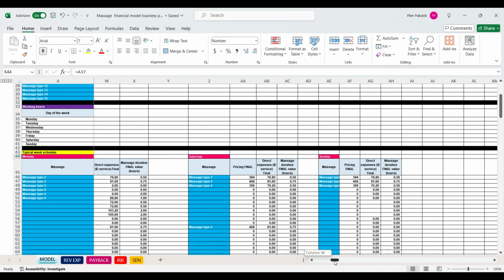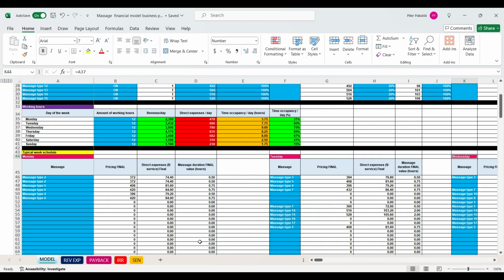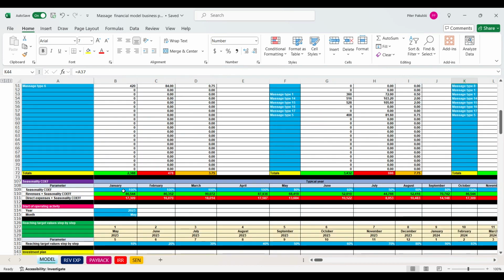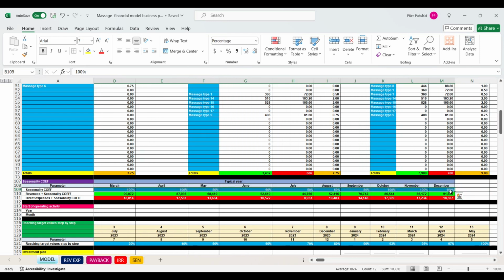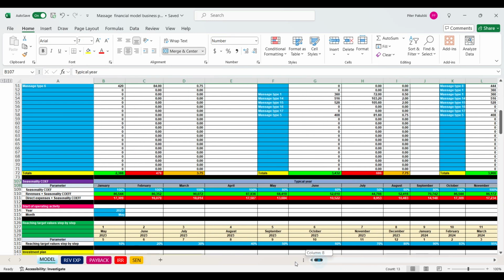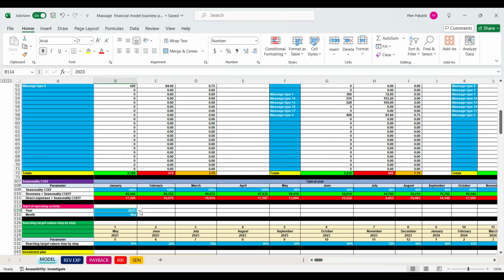We may also have some seasonality not only inside a typical week, but also inside a typical year. Here we can set up a seasonality coefficient for each month inside a typical year. Then we're specifying when we start the operating activity, month and year, when we are ready for the first customers.